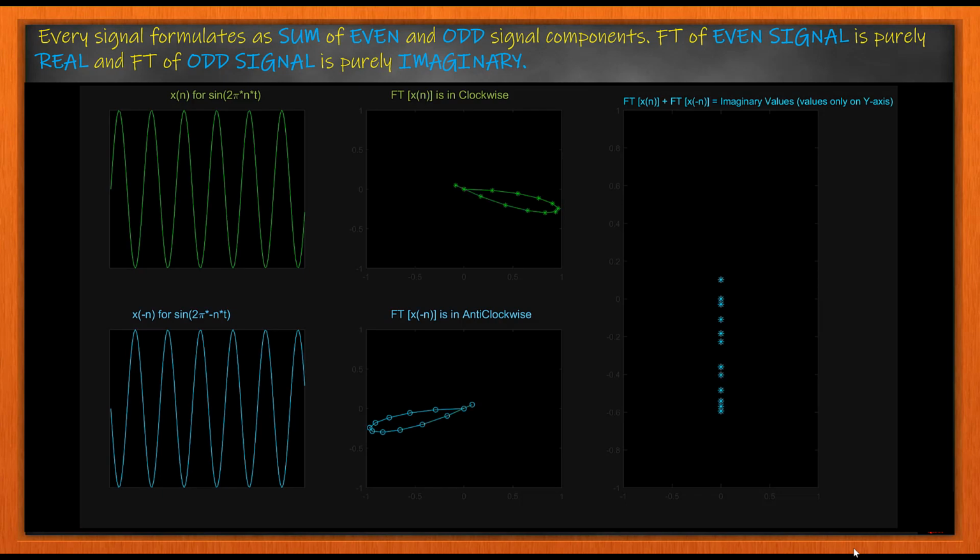Every signal formulates as a sum of even and odd signal components. The Fourier transform of even signal is purely real, whereas the Fourier transform of odd signal is purely imaginary.